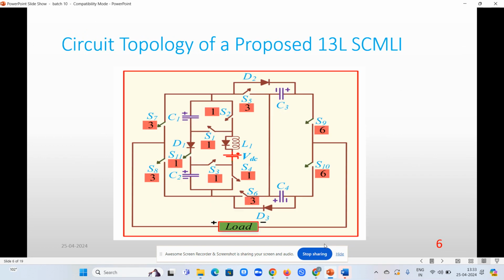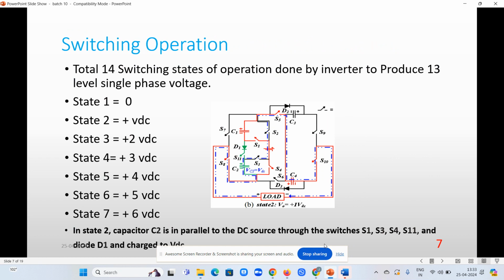This is the circuit topology of the proposed 13 level switch capacitor multi-level inverter. Our proposed system has 11 switches, 4 capacitors and 3 diodes, and the load is connected across the switches. This is the switching operation of our proposed system. The inverter operates in a total of 14 switching states to produce the 13 level single phase voltage.